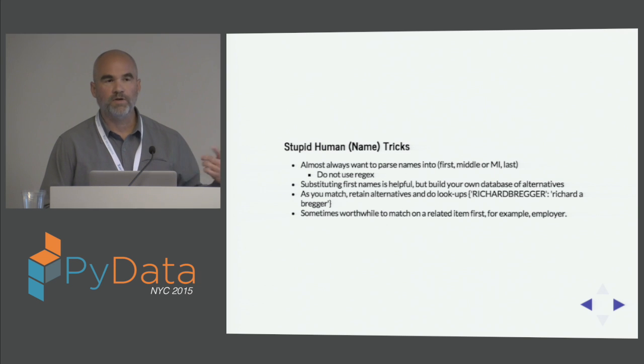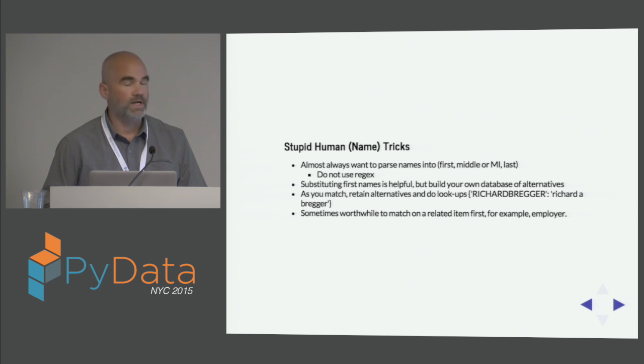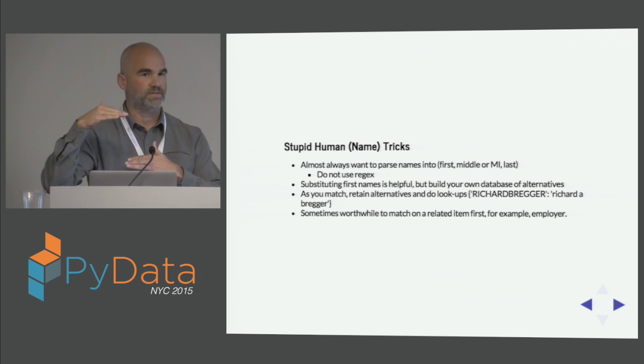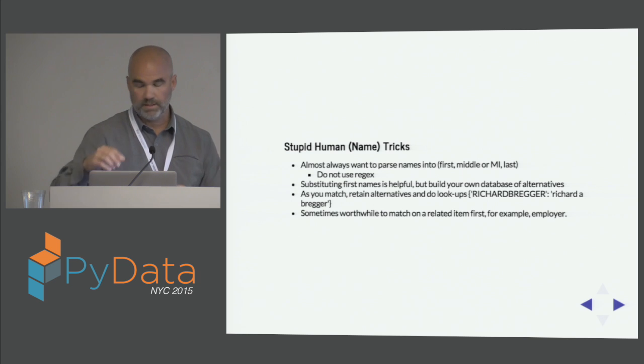If you're doing this as part of a data product or an ongoing process, a lot of times you just have to make a dictionary of matches that you found previously and do lookups. And then finally, you might have data that has a name and also the employer. It might be more useful to figure out exactly who the employer is first and then use that as a data point to match against the names.